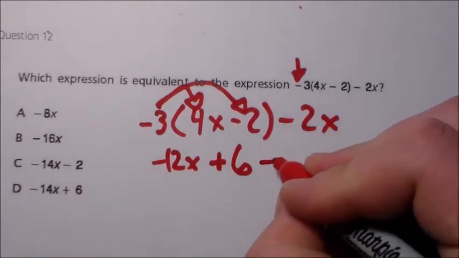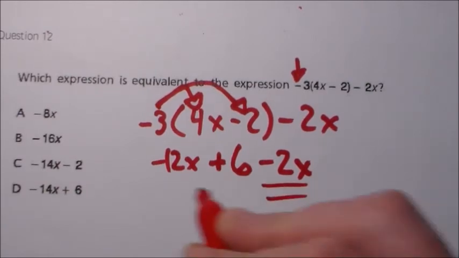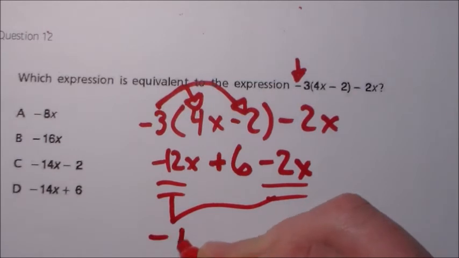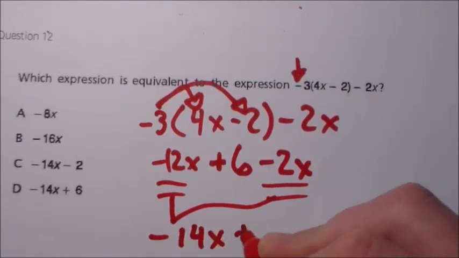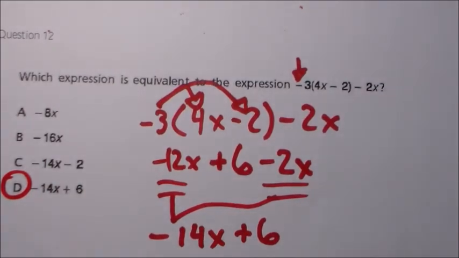And then you have minus 2x that comes down. What do you have here? You have minus 2x and minus 12x. That combines for minus 14x plus 6. Minus 14x plus 6, and we're good.